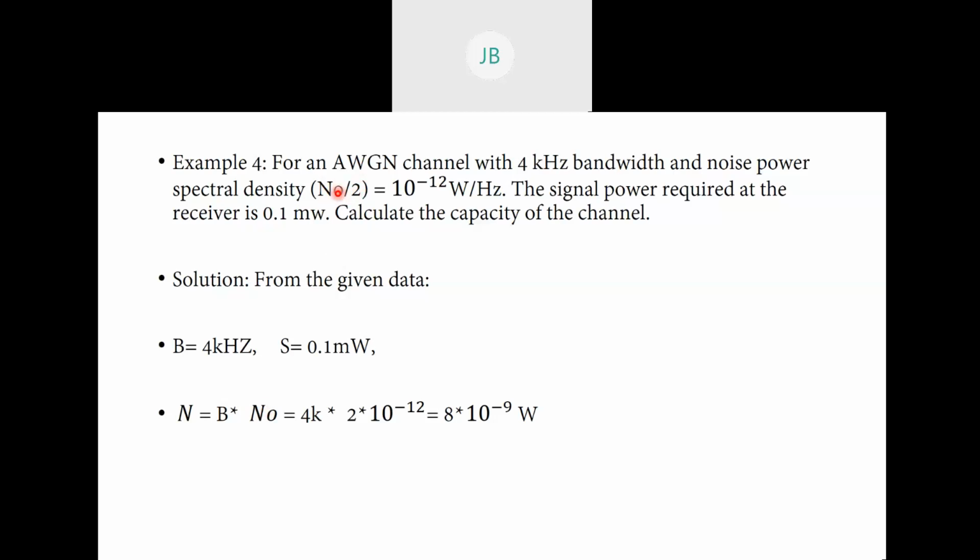So N naught, which is required to substitute in this equation, is equal to 2 times the value here, right? Because half of that is 10 power minus 12. So N naught is 2 times this. That is what is substituted here, multiplied by the bandwidth. Bandwidth is 4 kilohertz, that is substituted here. So that gives us N. When we multiply, we should be getting that value here.